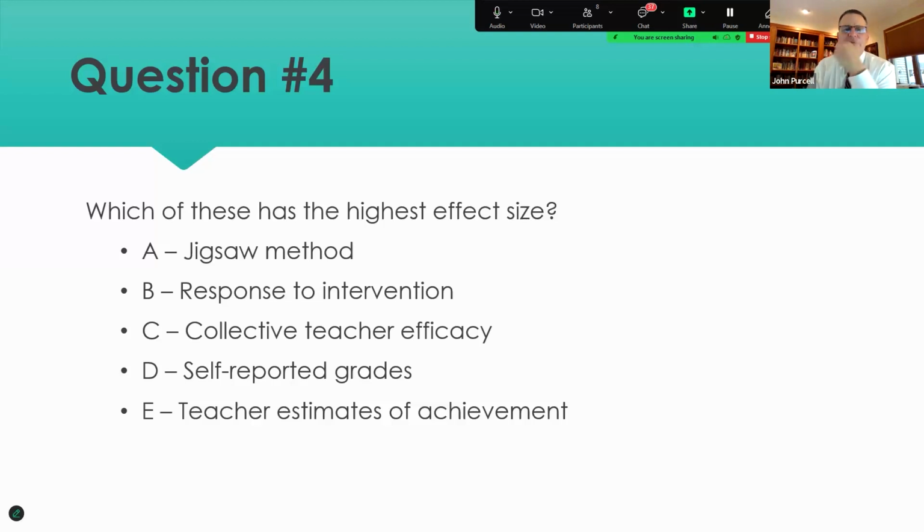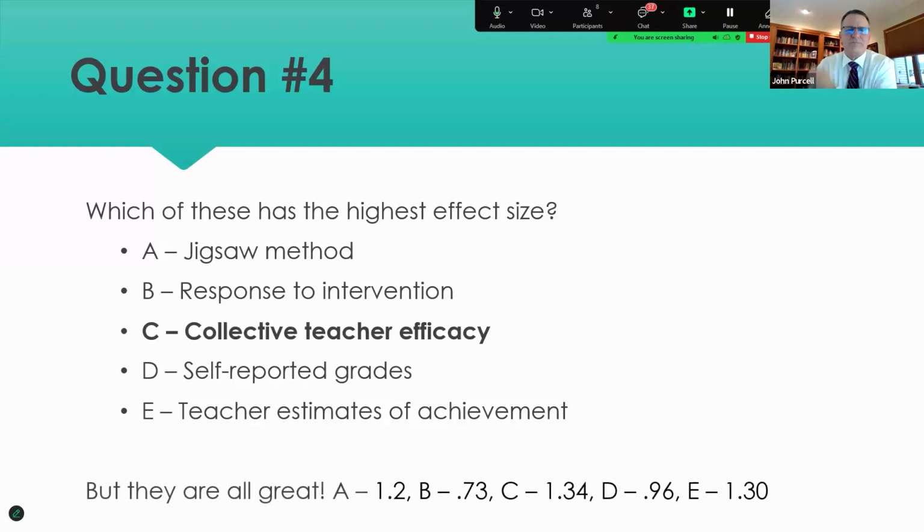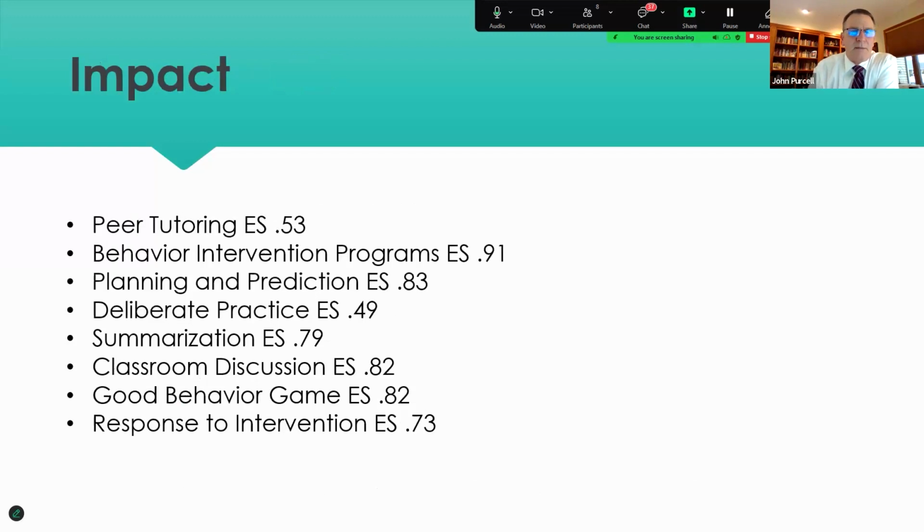What do we have in the chat? I have a couple votes for C. Very good. Somebody's doing their homework. You know, they're all great. They all have high effect sizes, but yeah, C is extremely high. Critical for a building leader. I don't know if we have any principals on here, but it's critical for a building leader to develop that within the staff. And yeah, that's all I'll say. As principals, we own that.